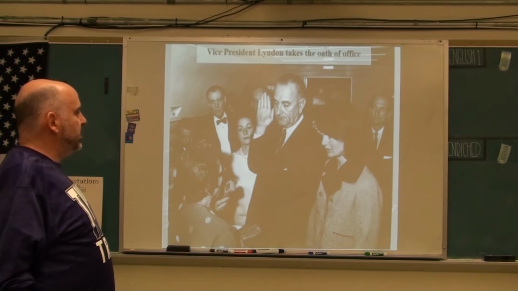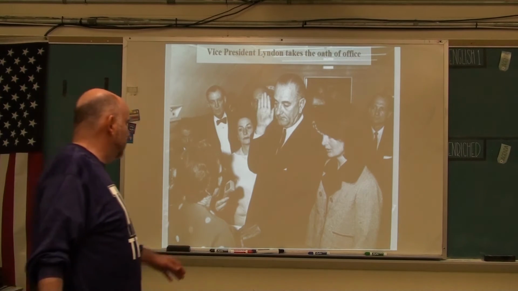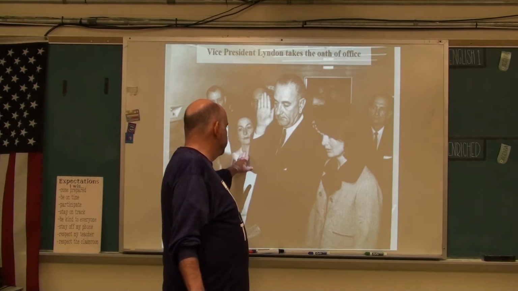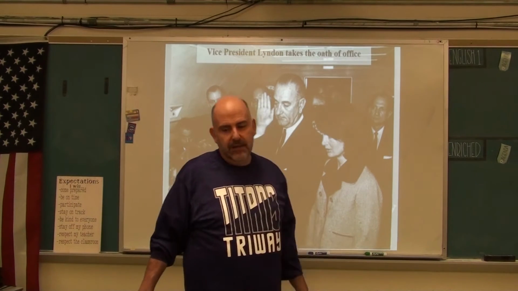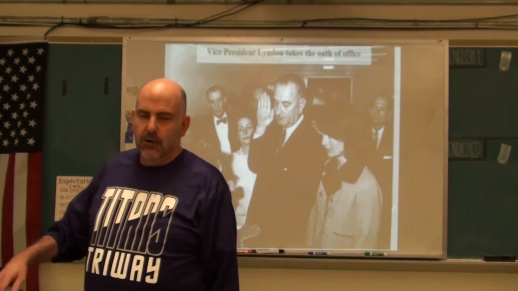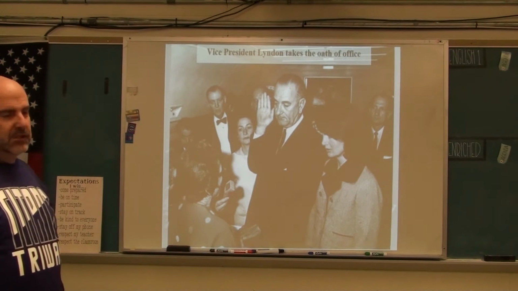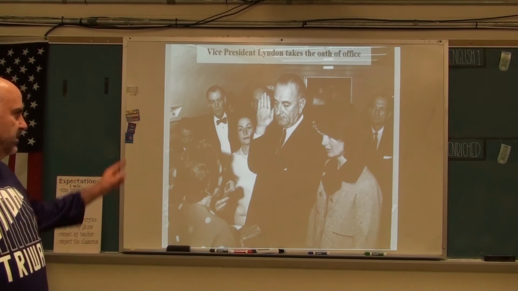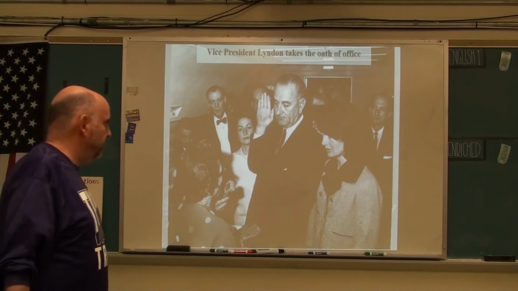So Vice President Johnson takes the oath of office aboard Air Force One. Here's Johnson's wife, Lady Bird. Jackie Kennedy is standing next to him. She is still wearing the outfit covered in her husband's blood. She refuses to take it off until she is back in Washington because she tells Mrs. Johnson, "I want them to see what they did to Jack."